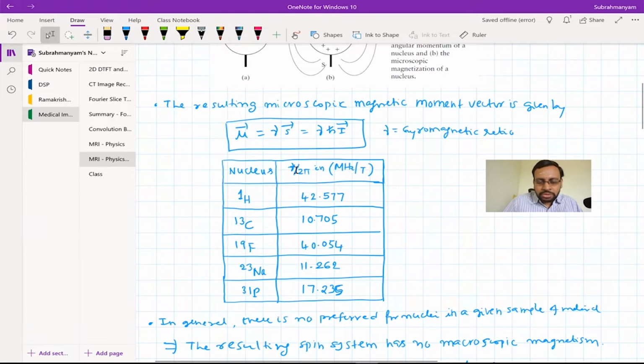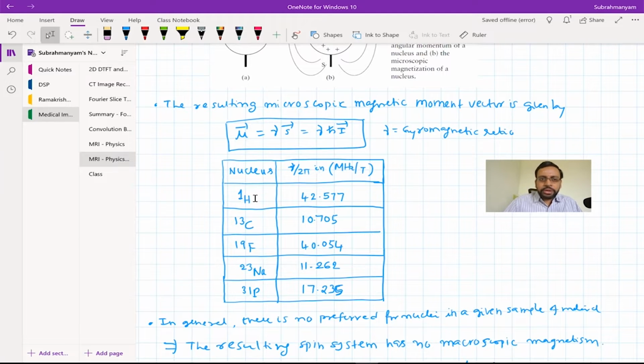So anyway, you ignore this normalization factor for a moment, but just look at the kind of values for different atoms. These are essentially the atoms which we find in our body, right? And we are interested in those. For example, for hydrogen this gamma would be around 42.5, 42.6 megahertz per Tesla. Among hydrogen, carbon, fluorine, sodium, and phosphorus, hydrogen has a very high value of gyromagnetic ratio.